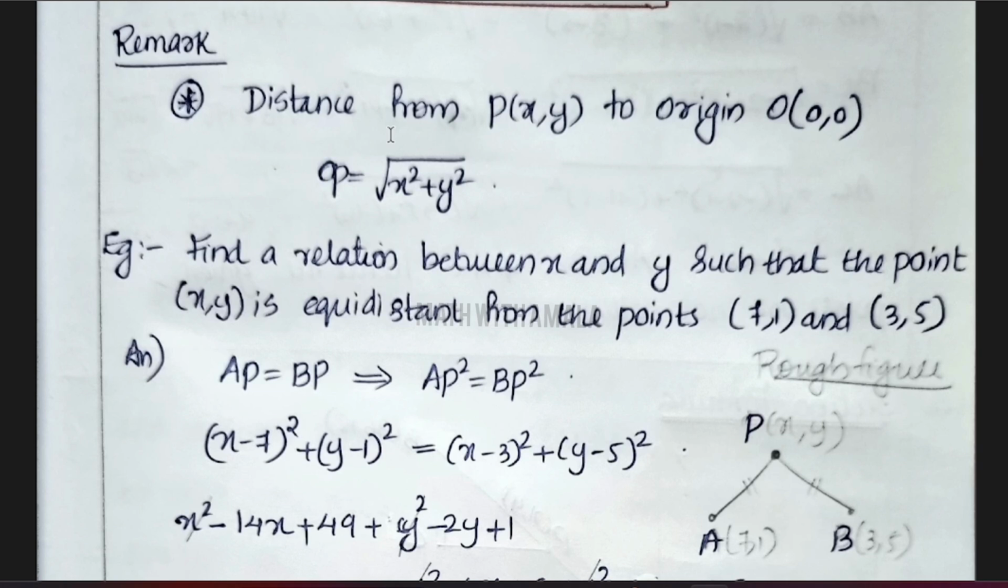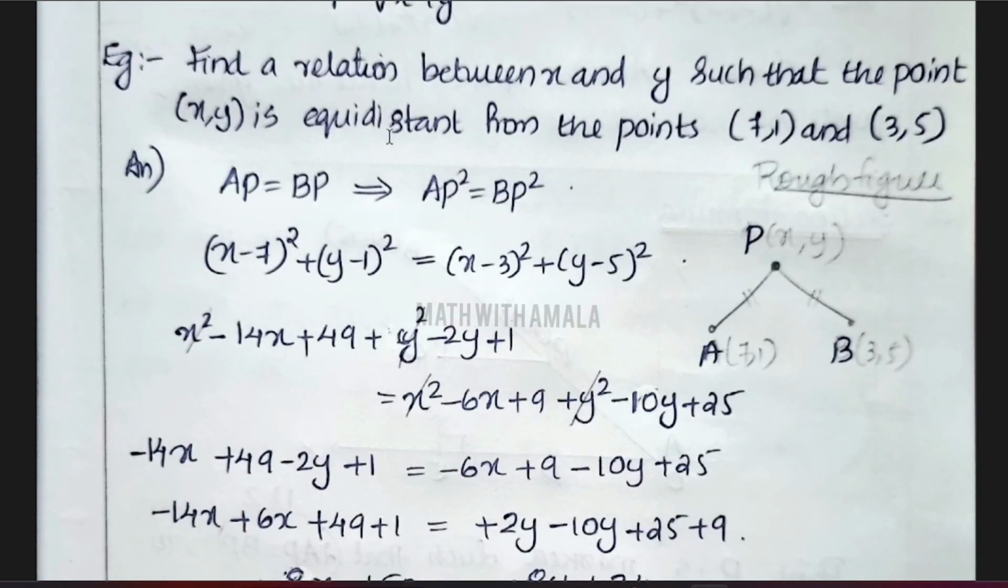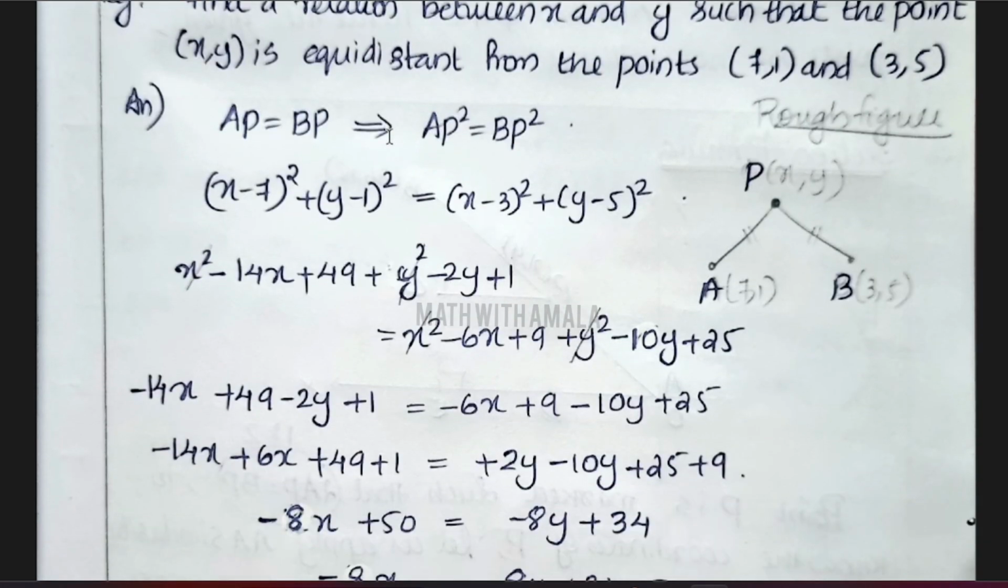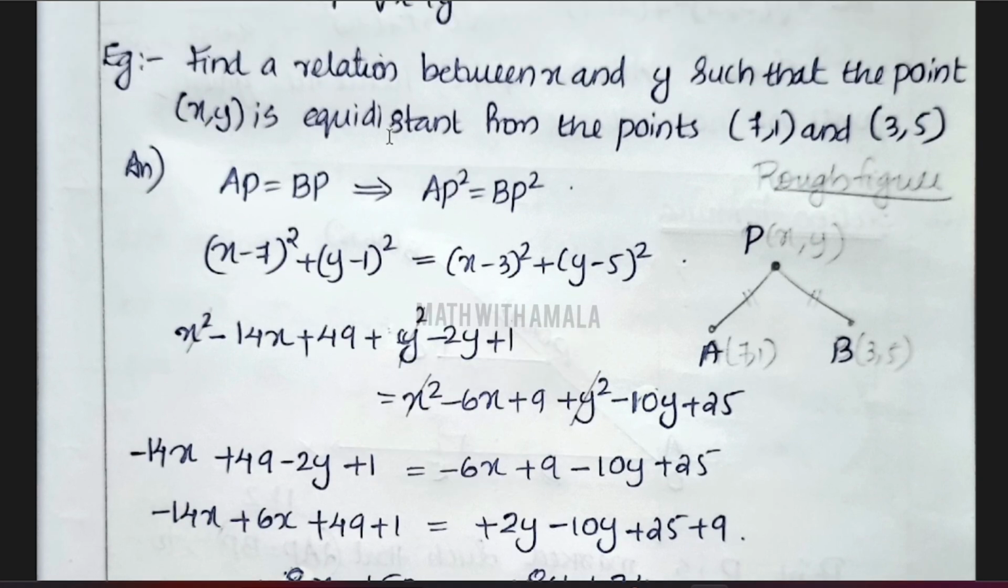Find a relation between x and y such that the point (x, y) is equidistant from the points (7, 1) and (3, 5). So we have marked them in a rough figure, (7, 1) as A, (3, 5) as B. Then we have to find AP equal to PB, which is given, which implies AP square is equal to BP square since they are equidistant.